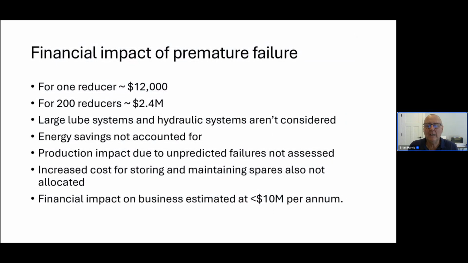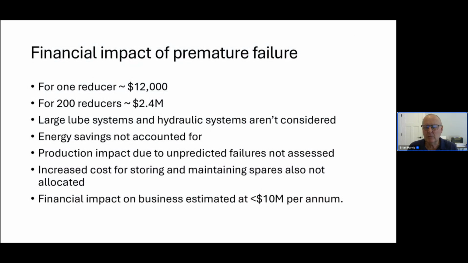The financial impact of premature failure for one reducer is around $12,000. That includes the additional work they're doing, which they don't need to do, the extra sampling and the oil changes, which all add to cost. So for 200 reducers, which this company has, it's about a 2.4 million estimate. Like I said, these are underestimated numbers per year based on the current practices. I haven't included large lube systems and hydraulic systems. I haven't included energy savings because it's difficult to quantify. It could be anywhere from 1 to 3%.